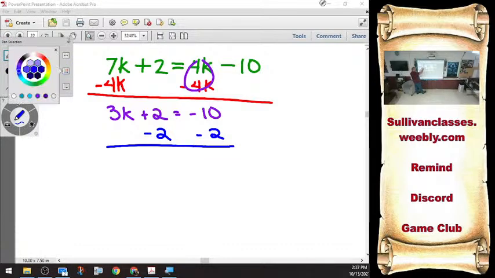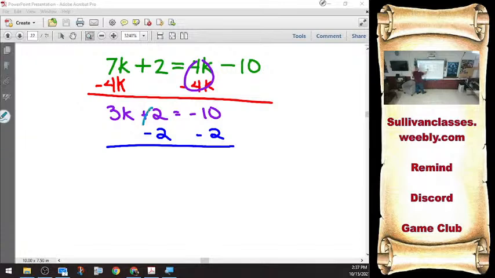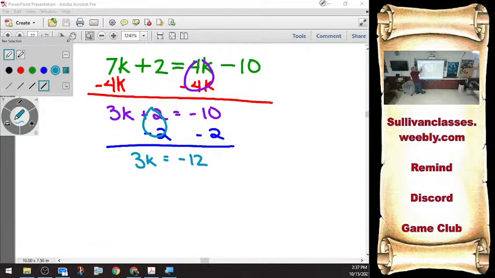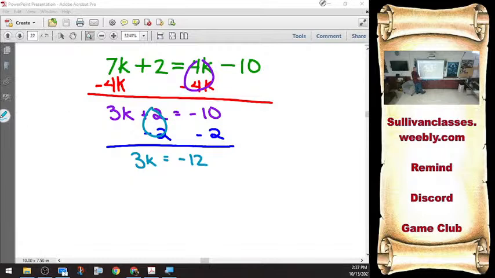Never actually thought about that part of it, but okay. Show that that zeroes out. 3K is negative 12. And divide by 3. Okay. Plug it back in. Double check that it works.